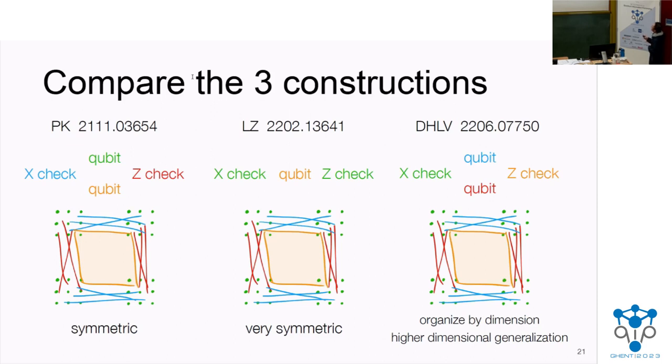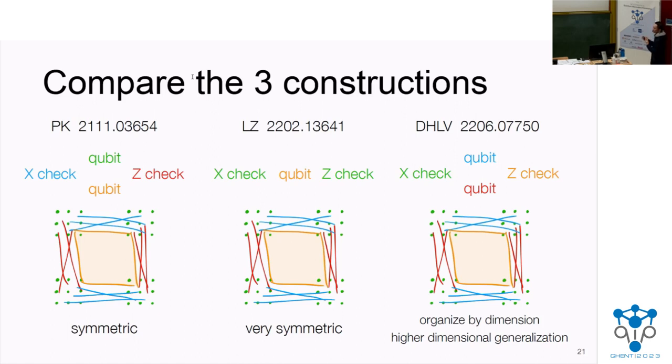Besides the one I just described, you can also have other options. For example, you can put the X checks on the blue edges, Z checks on the red edges, and qubits on the green and the orange. Or you can put qubits on the orange and checks on the green part. So there are different choices, and each of them has its pros and cons. For example, the two on the left are symmetric, meaning that in terms of proof, you only have to show one direction, as we have just heard.